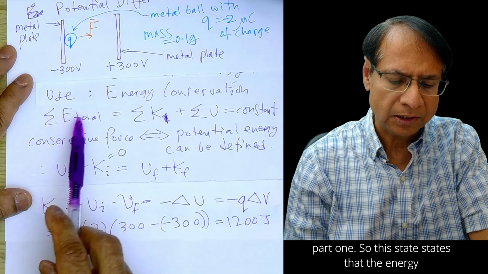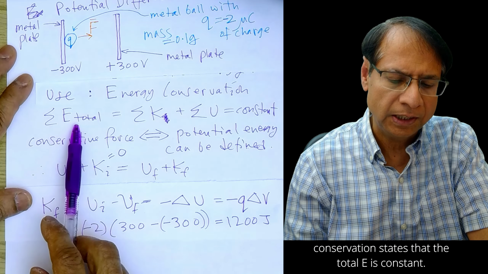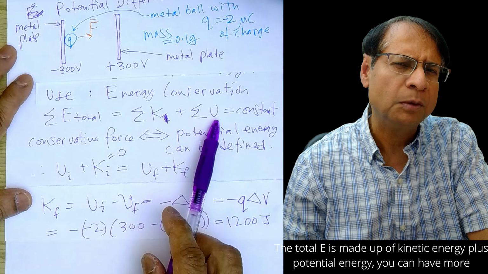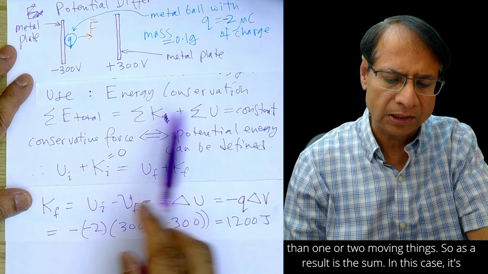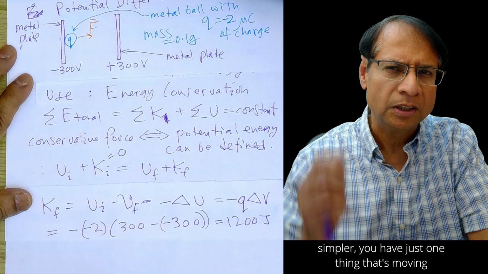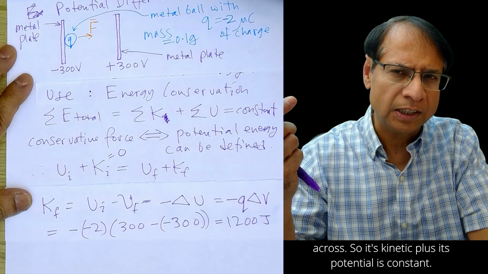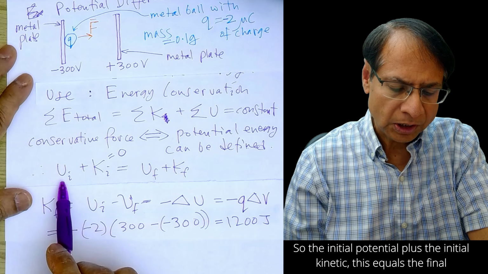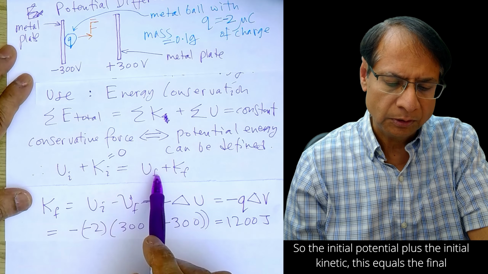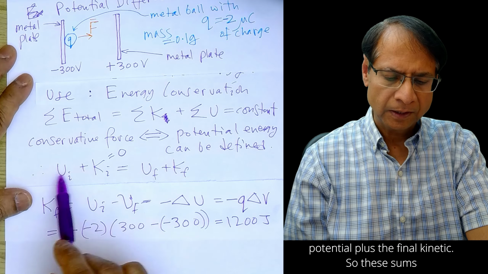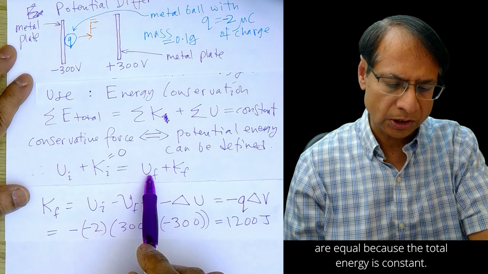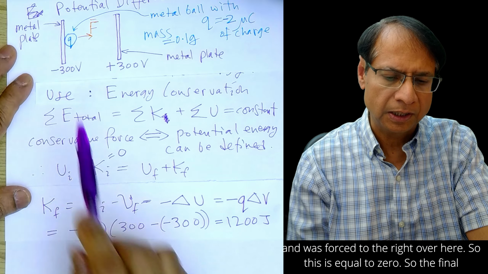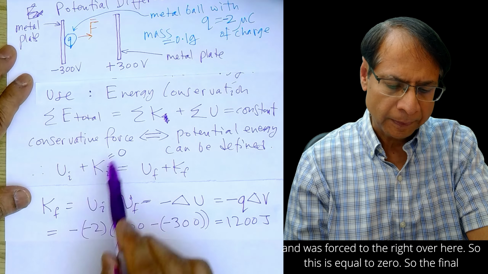So energy conservation states that the total E is constant. The total E is made up of kinetic energy plus potential energy. You can have more than one or two moving things, so in general it's the sum. In this case, it's simpler. You have just one thing that's moving across, so its kinetic plus its potential is constant. So the initial potential plus the initial kinetic equals the final potential plus the final kinetic. These sums are equal because the total energy is constant. Now the initial kinetic is 0. This ball was at rest before it took off and was forced to the right over here. So this is equal to 0.